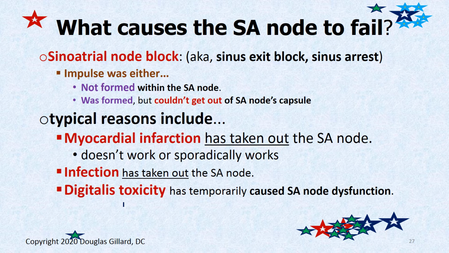And there are 2 different types of that, but the bottom line is the impulse doesn't get out of the SA node. Sometimes the SA node is so damaged from some of these things that it just doesn't form an action potential. But sometimes it forms an action potential, and maybe you have some tissue, or the capsule around the SA node has gotten really thick, and the action potential can't get out. It's formed okay, but it can't get through the capsule. Those both cause a sinoatrial node block.